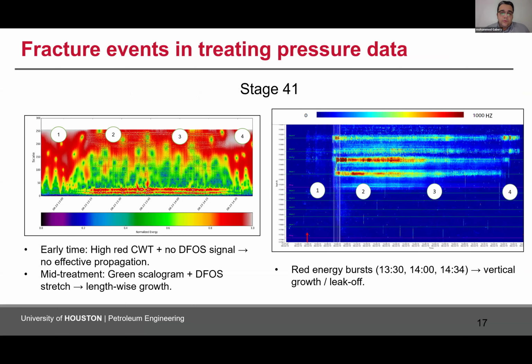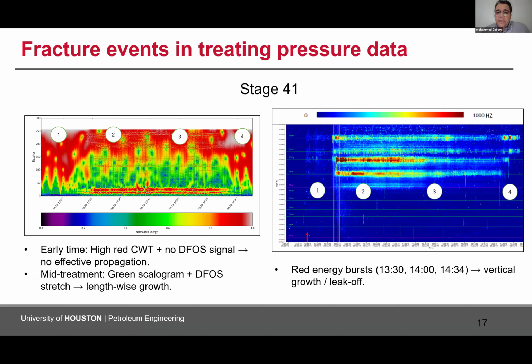The first stage that we chose randomly is stage 41 in Bogus 5. We get the treating pressure of stage 41, then apply the normalized CWT scalogram, then compare it with time, with the signature of the acoustic signal.